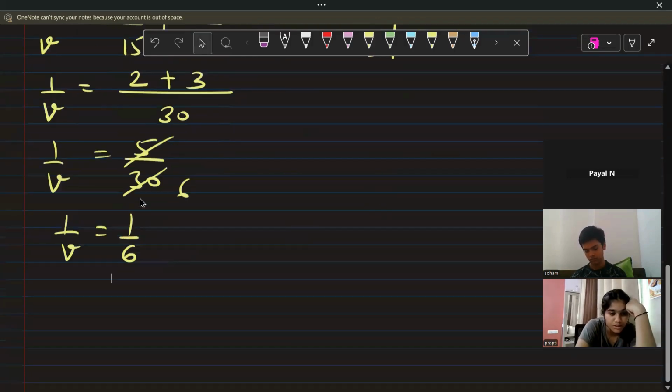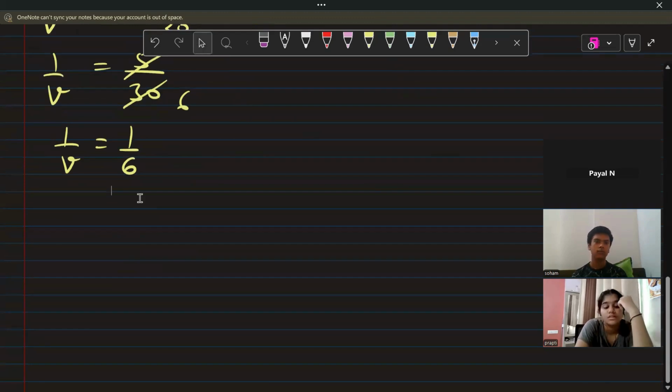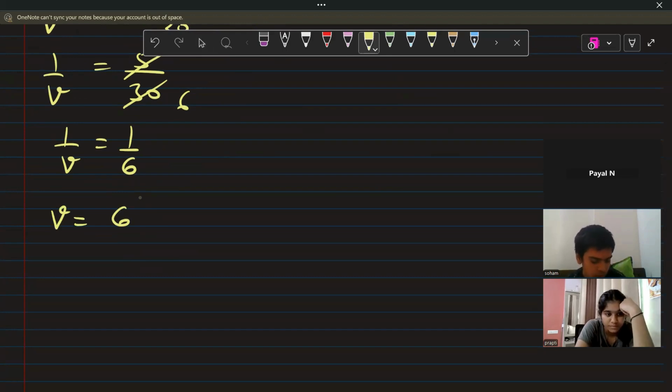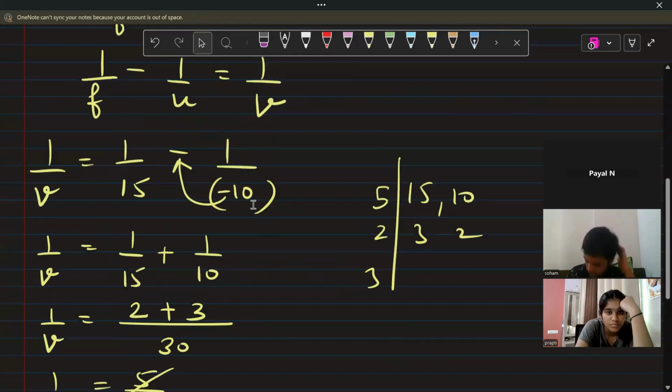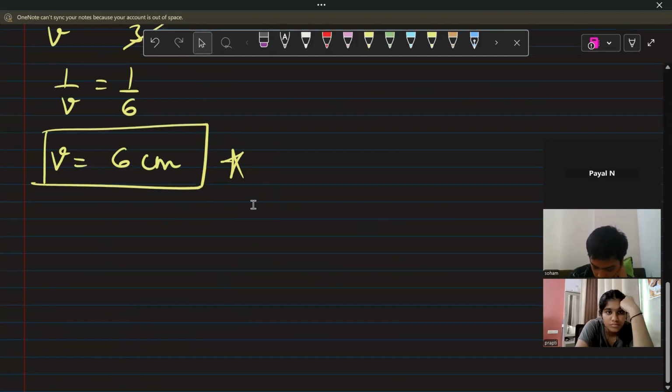But they are not asking you the value of 1 by v. They are asking you the value of v. So v को उल्टा करोगे, 1 by v को, तो v आएगा, तो ये 6. So what is the value of v? 6 सेंटीमीटर. जब भी v वैल्यू आती है तो एक बार क्वेश्चन की तरफ देखो. क्वेश्चन में मिरर कौन सा है? कॉन्वेक्स है. कॉन्वेक्स है मतलब राइट हैंड साइड में इमेज आएगी, मतलब v पॉजिटिव आना चाहिए. तो क्या मुझे v पॉजिटिव आया है?